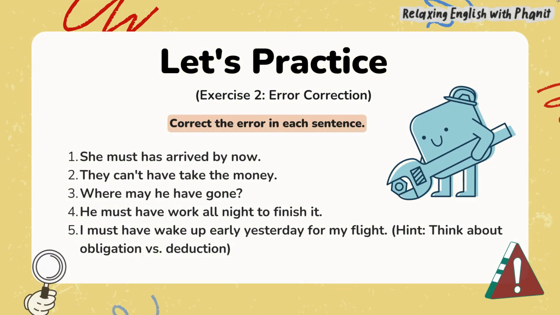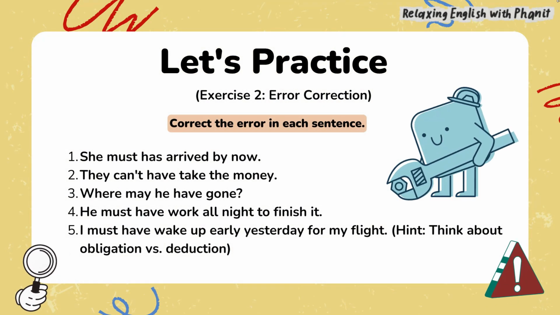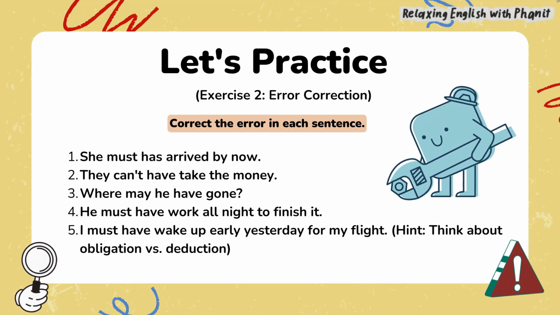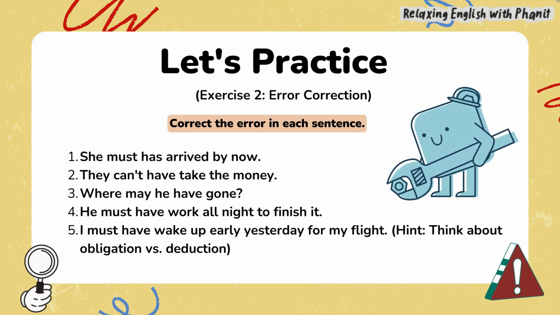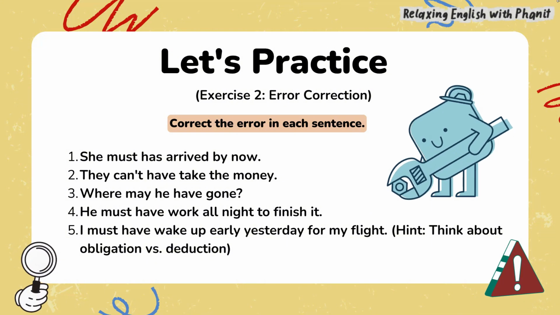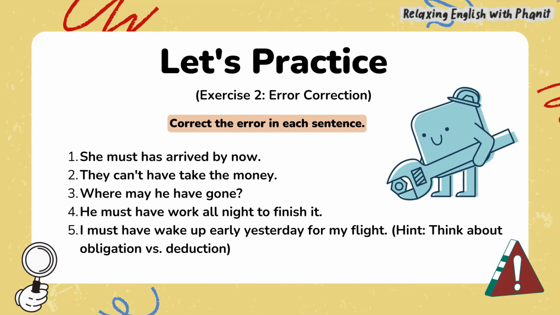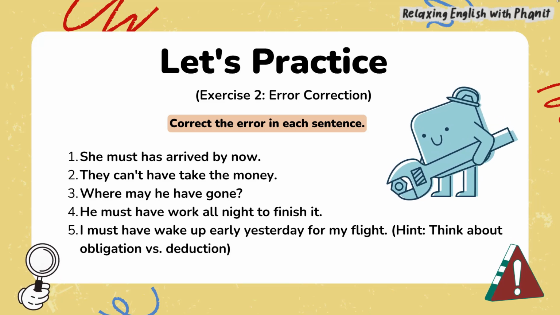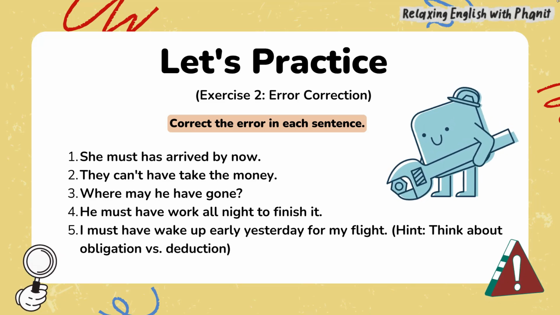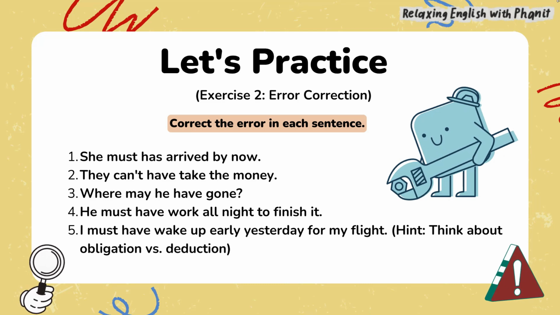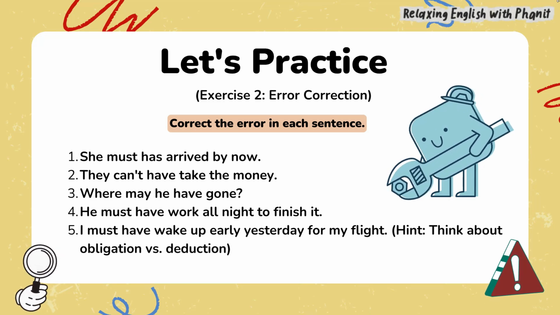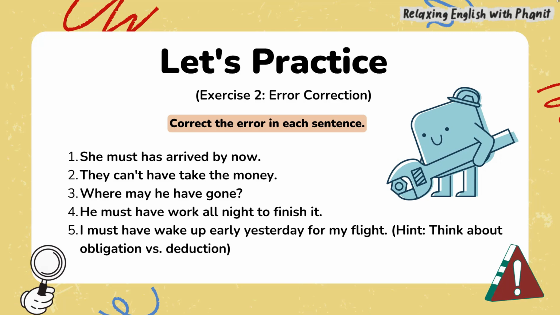Let's try another exercise, this time as error correction. Can you spot and fix the mistake in each sentence? 1. She must have arrived by now. 2. They can't have take the money. 3. Where may he have gone? 4. He must have work all night. 5. I must have wake up early yesterday for my flight. Remember the hint about obligation. Pause and give these a shot.